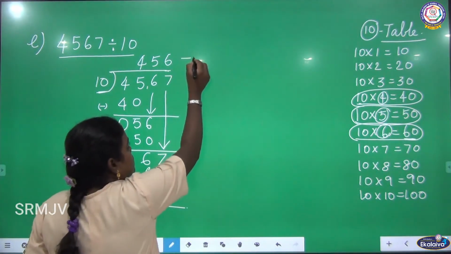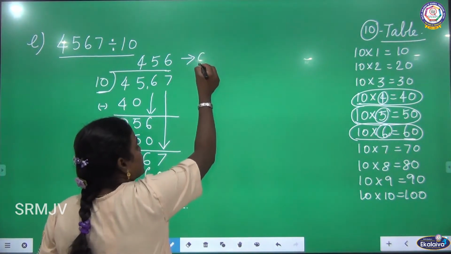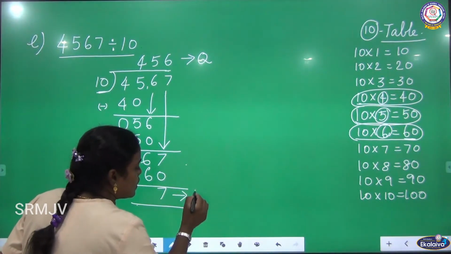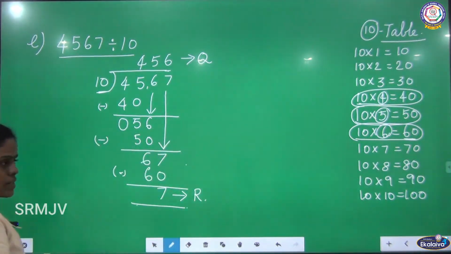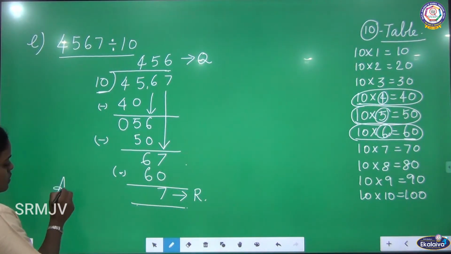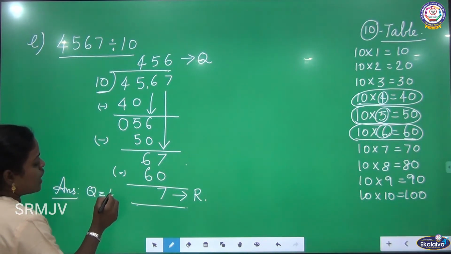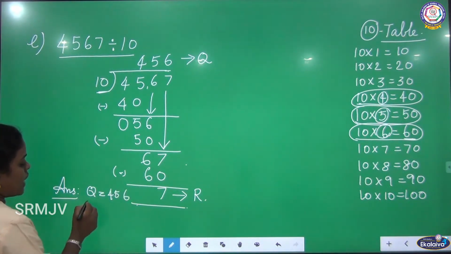So the number which is above is called the quotient and this is the remainder. Now let us write the answer. Quotient is 456 and the remainder is 7.